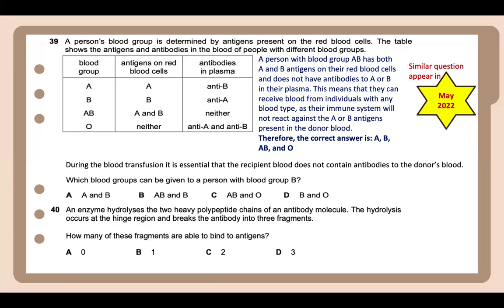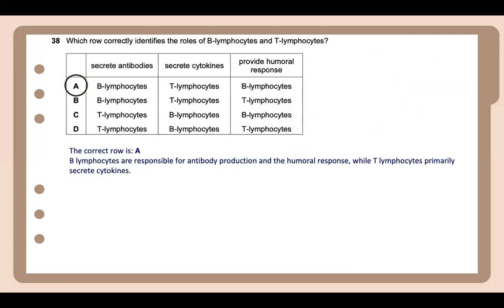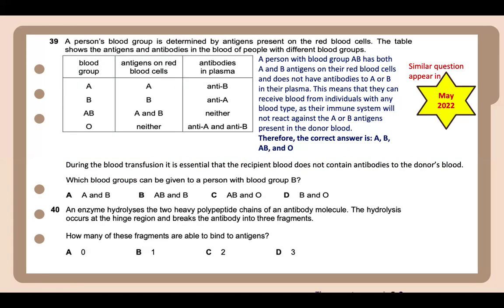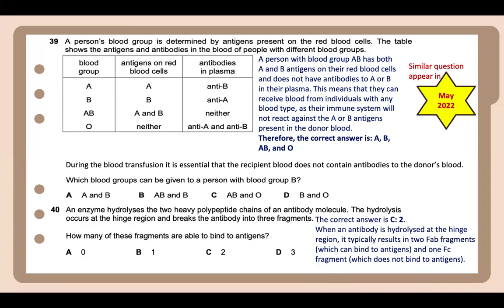An enzyme hydrolyzes the two heavy polypeptide chains of an antibody molecule. The hydrolysis occurs at the hinge region and breaks the antibody into 3 fragments. How many of these fragments are able to bind to antigen? The answer is 2. When an antibody is hydrolyzed at the hinge region, it typically results in 2 Fab fragments, which can bind to antigens, and 1 Fc fragment, which does not bind to antigen.